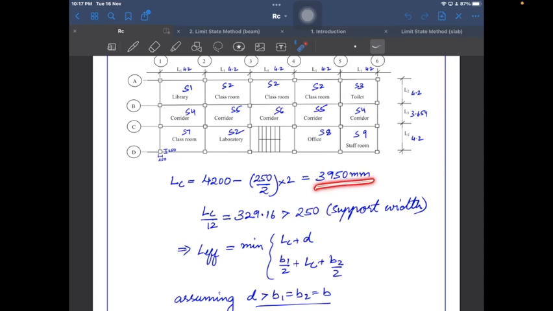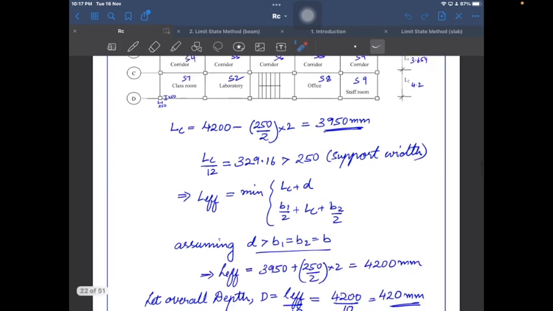So the clear distance I got as 3950 for me. For you people it will be changing. From here till here it is 4200, the center to center distance, minus 250 by 2, 250 by 2. So I've got the clear distance as this.